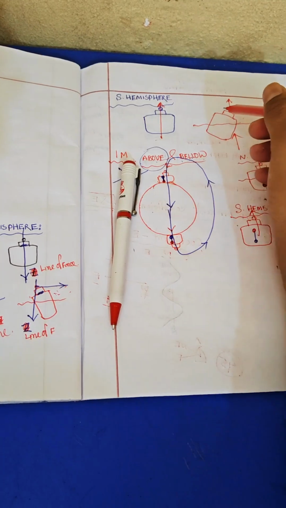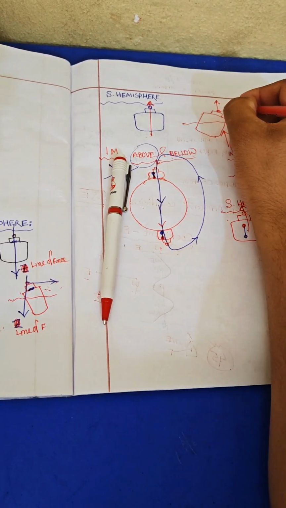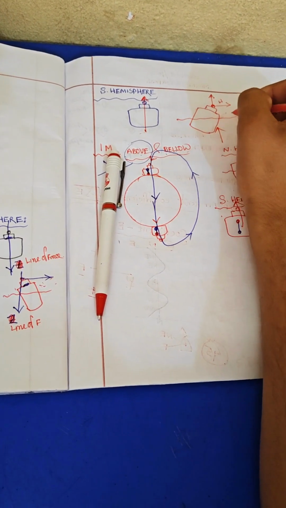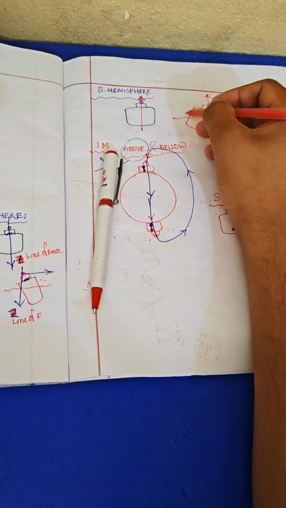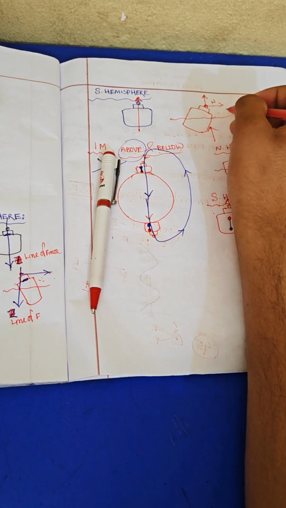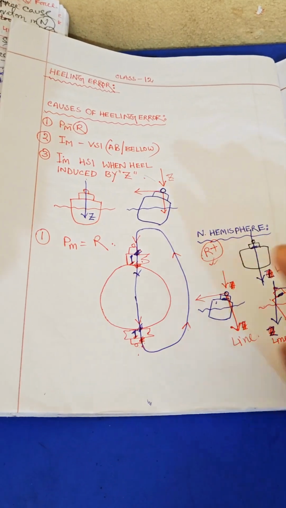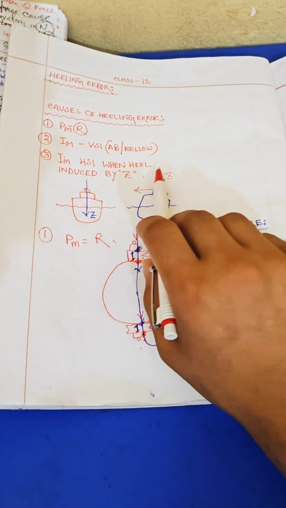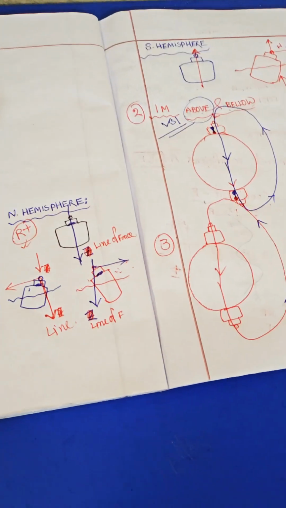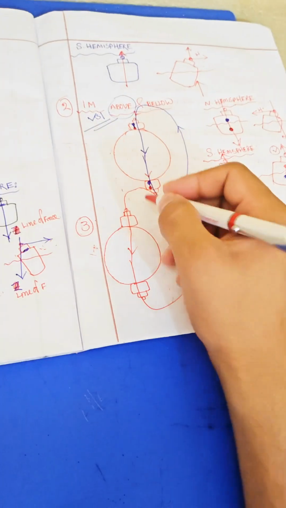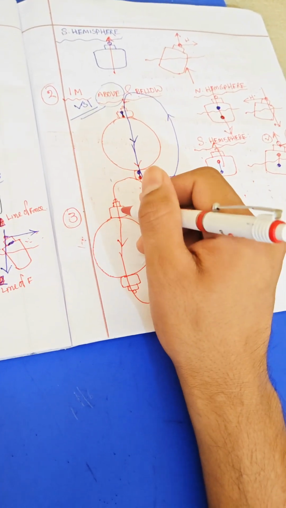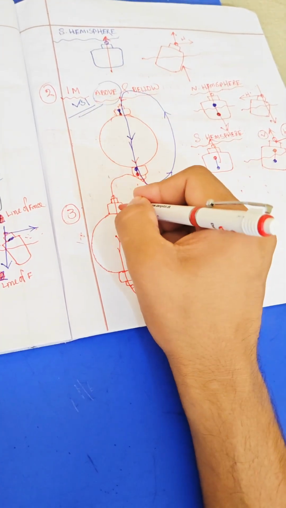In the southern hemisphere, these horizontal components are on the low side of the ruling. This is the high side of the ruling, and this is the low side of the ruling. Understand, guys? So in both cases, viewers, for number 3, this HSI when heel induced by Z. Viewers, you see here, if I put the HSI, it means horizontal soft iron.